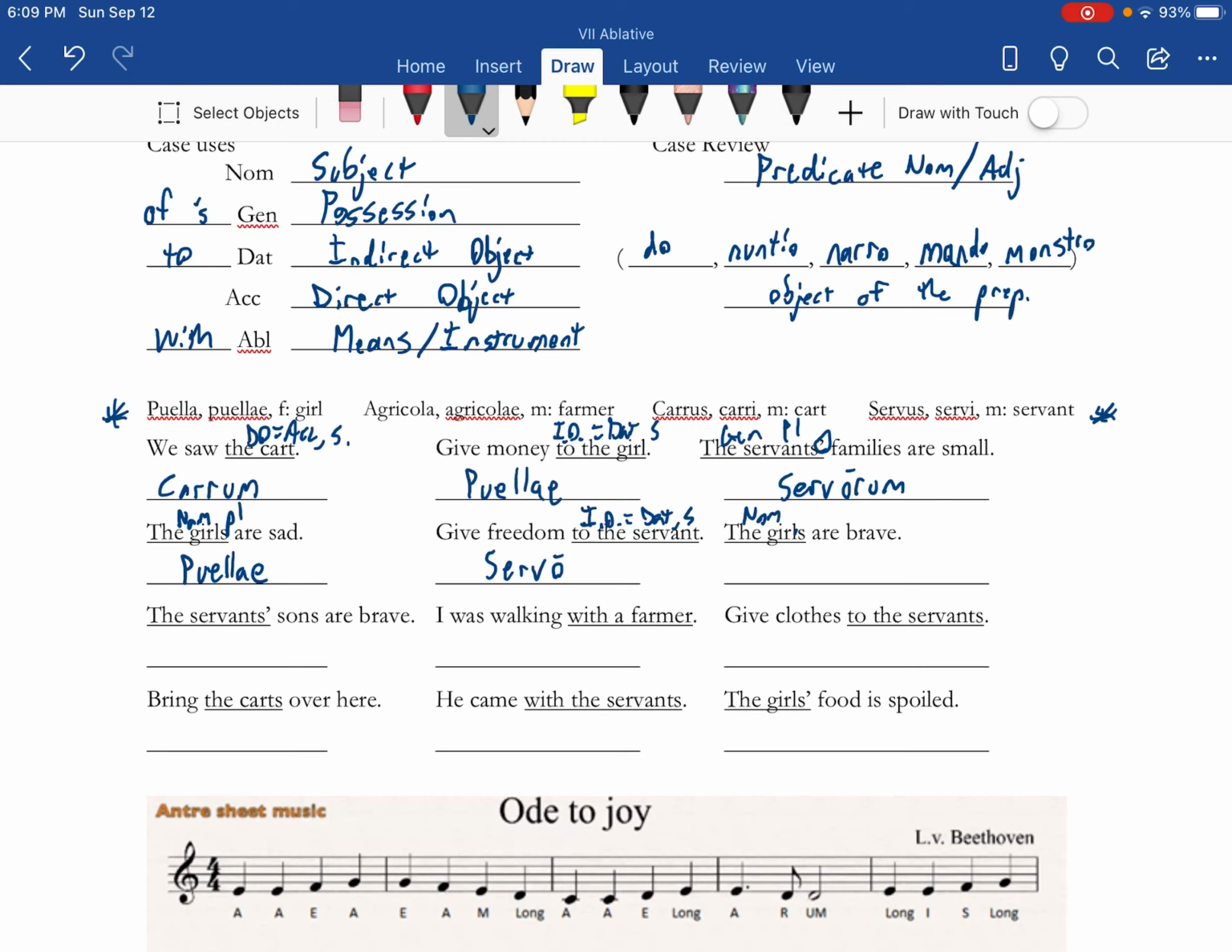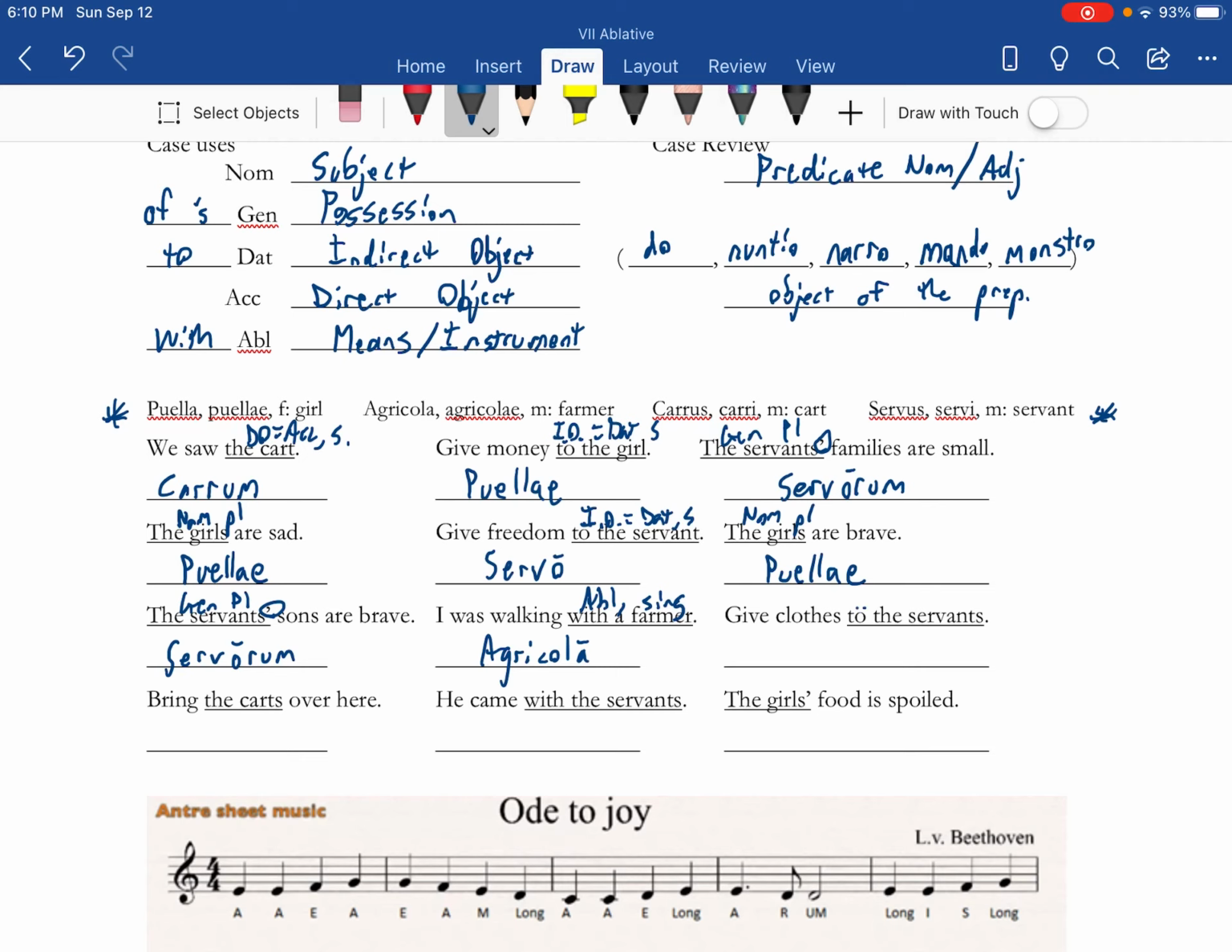Girls are brave, nominative and plural. So that A becomes an AE. All right, servants' sons are brave. All right, that's genitive and plural because the apostrophe is on the right. So I dropped off the US and I got orum. With the farmer, boom, ablative, singular. So there's my word for farmer. I gotta put a long mark over that A, super important.